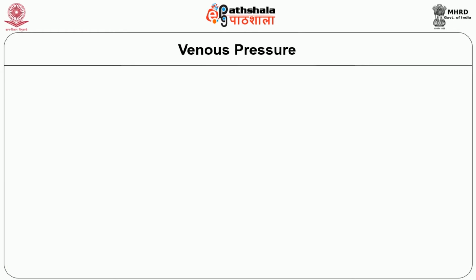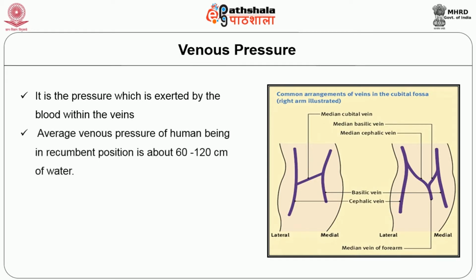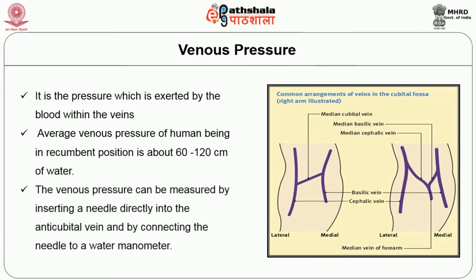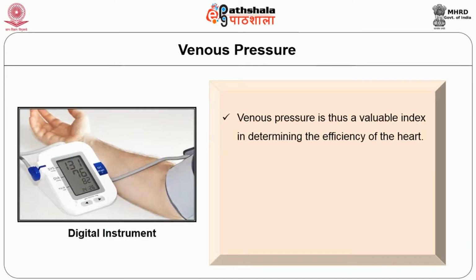Next is the venous pressure. This is defined as the pressure which is exerted by the blood within the veins. Average venous pressure of a human being in recumbent position is about 60 to 120 centimeters of water. The venous pressure can be measured by inserting a needle directly into the antecubital vein and by connecting the needle to a water manometer. Here, learners, you can see the antecubital fossa and the veins therein. Venous pressure is thus a valuable index in determining the efficiency of the heart.